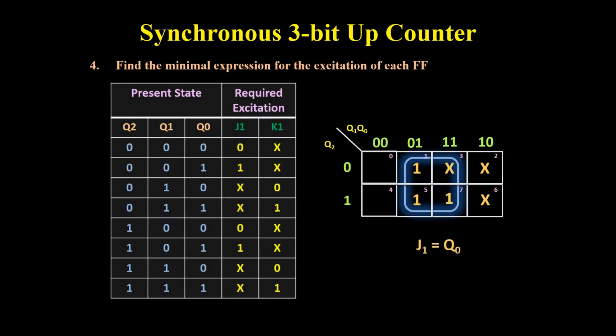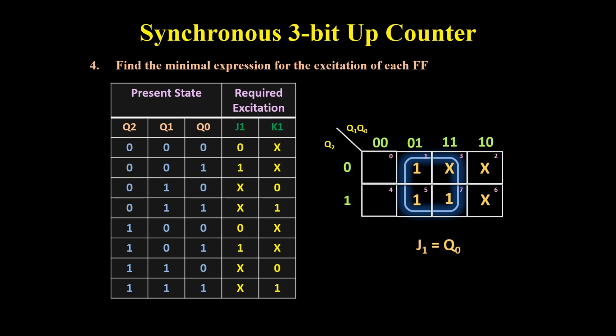So similarly, now let us find the minimal expression for the J1 and K1. So if you see the column of the J1, then this J1 is equal to 1 for the two different input combinations, that is 001 and the 101, while the 4 input combinations are the don't care terms. So first let us try to map all these minterms in the K map, and from the K map let us try to find the simplified expression of the J1.